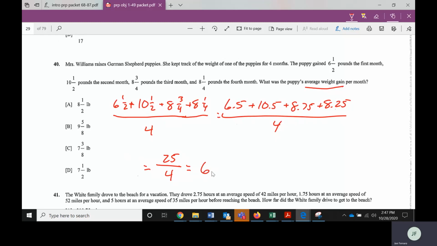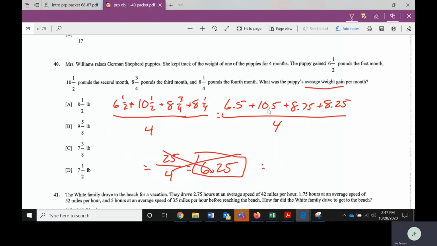We get 6.25 per month. So again, looks like I may have wrote something down wrong. So let's go back. And I knew this number seemed pretty wrong. I don't redo the video when I make a mistake. I typed in my calculator 1.5 here instead of 10.5. So I'm going to go back.